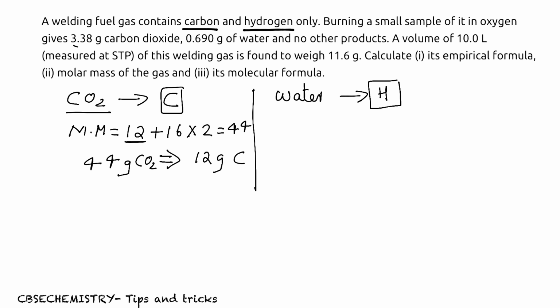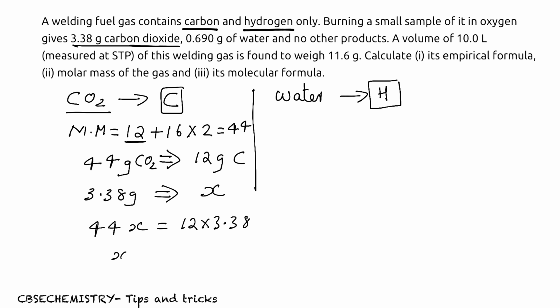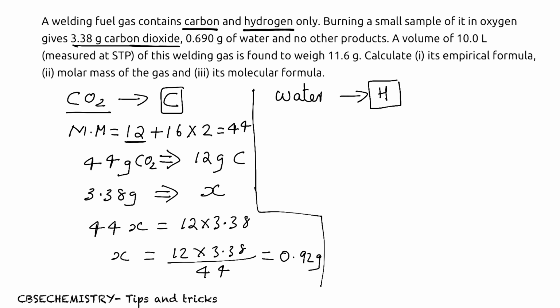Now what is the amount of carbon dioxide in the question? It is 3.38 gram, and we are supposed to find how much carbon will be there in 3.38 gram of CO2. Cross multiply it. 44x is equal to 12 into 3.38. So x is equal to 12 into 3.38 by 44. On calculating, you will get 0.92 gram. So we got the mass of carbon, which is 0.92 gram.